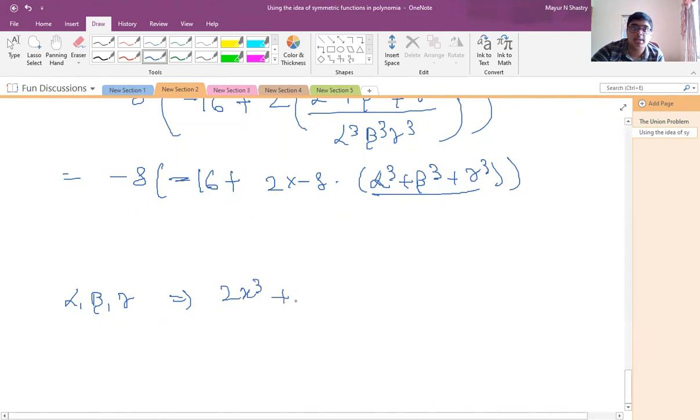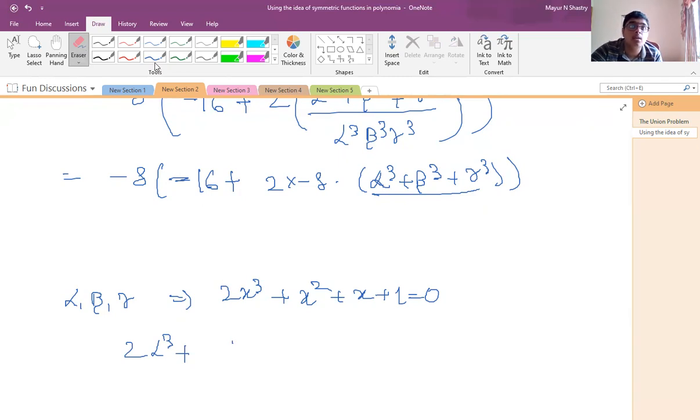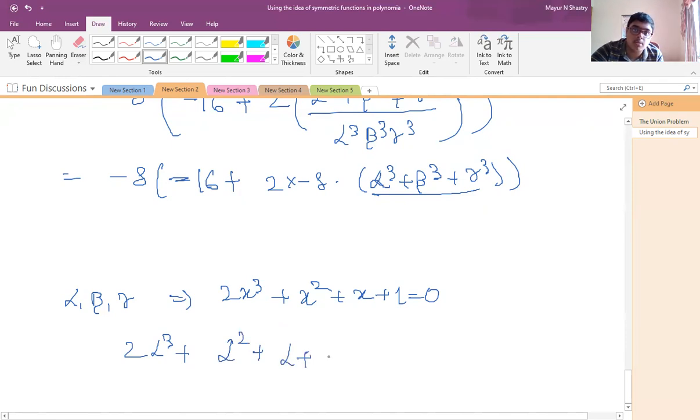2x cubed plus x squared plus x plus 1 equals 0. So now, let us see what we can do. Since alpha is a root, we have 2 alpha cubed plus, sorry, not 2 alpha squared, it's just 1 alpha squared plus alpha plus 1 equals 0. We have 2 beta cubed plus beta squared plus beta plus 1 equals 0.